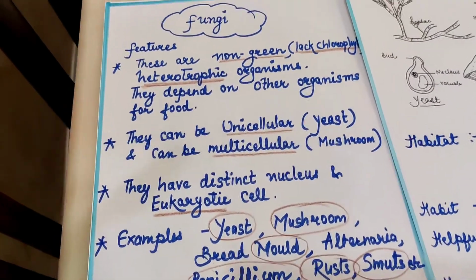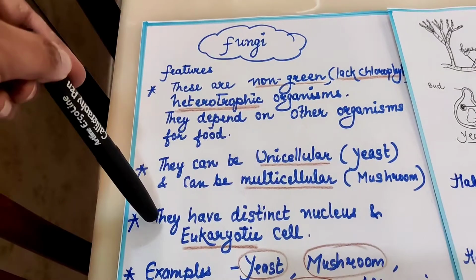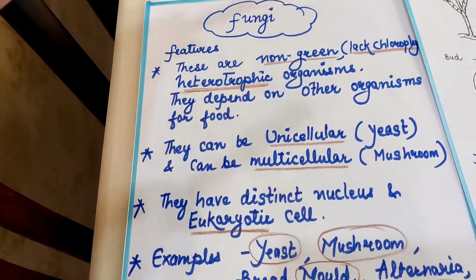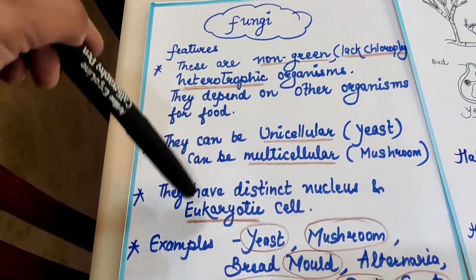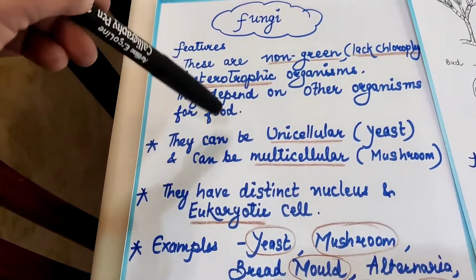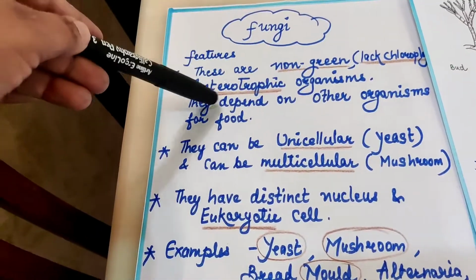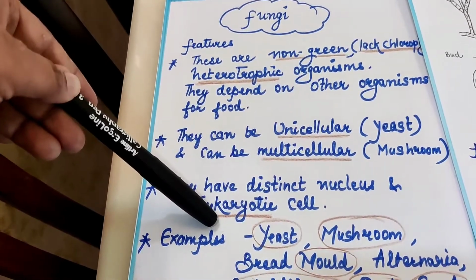A very important thing that we must understand here is that fungi are eukaryotic. If they are eukaryotic, that simply means they have a clear-cut nucleus. So this is an important feature we must understand. Non-green, heterotrophic, they can be unicellular or multicellular both, and they are eukaryotic cells.